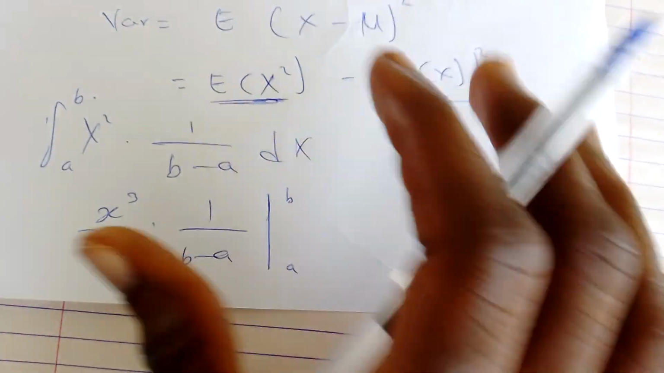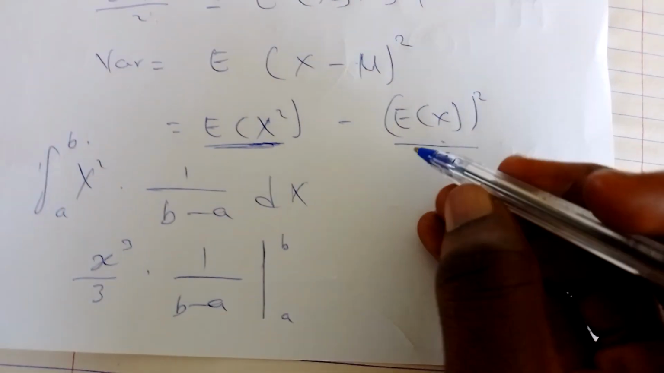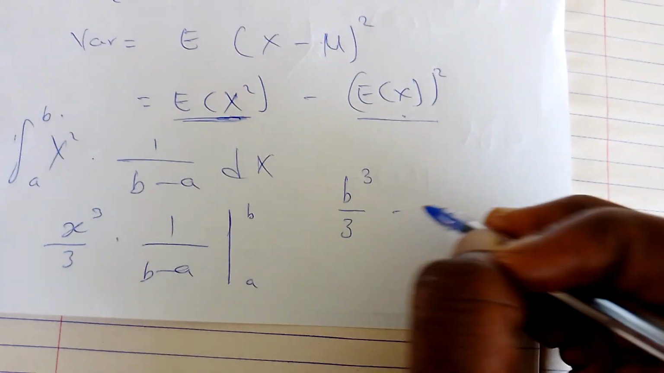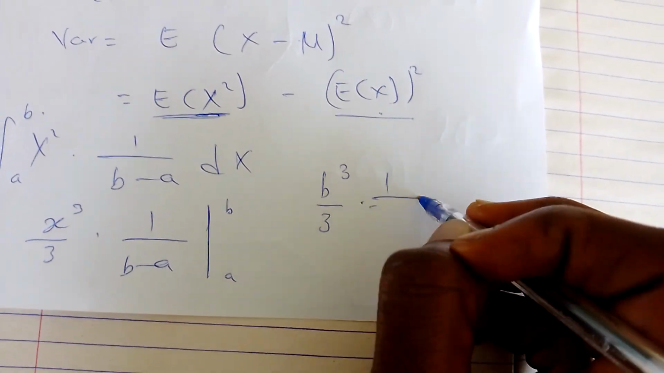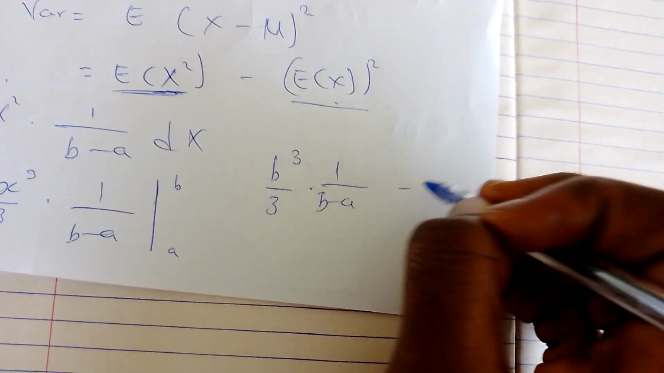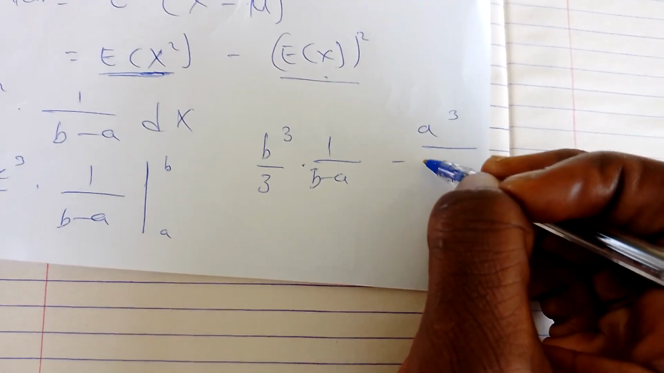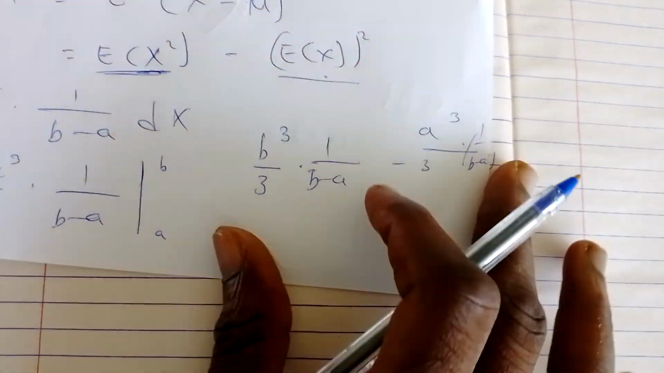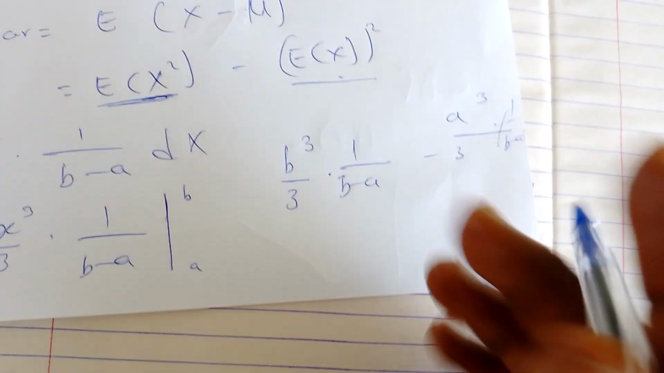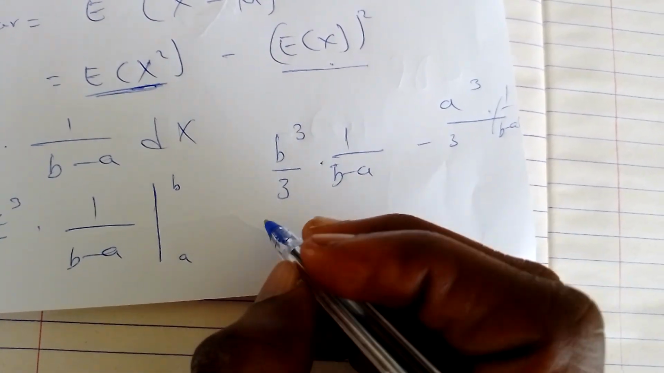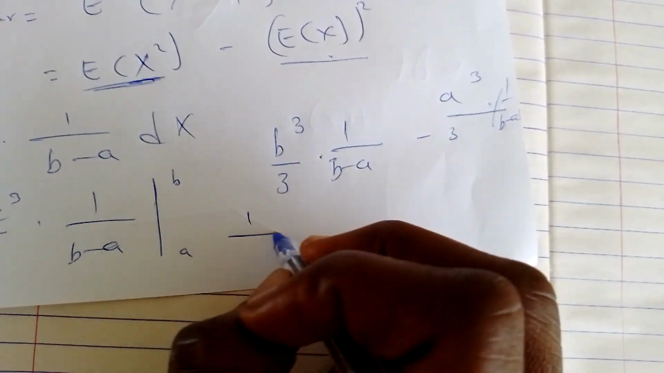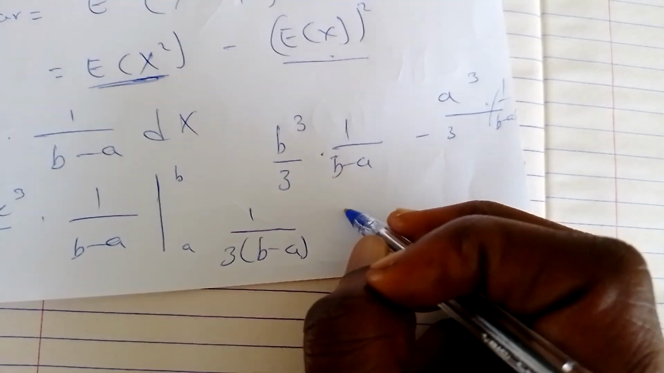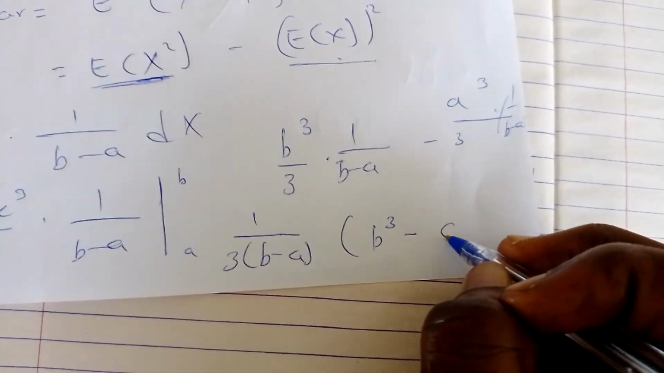Now with this one, we can further simplify it to get b cubed on 3 times 1 on b minus a, minus a cubed on 3 times 1 on b minus a. Okay, I should have written this one. Anyway, we'll do the same thing with it. So we have 1 on 3 times b minus a multiplying b cubed minus a cubed.